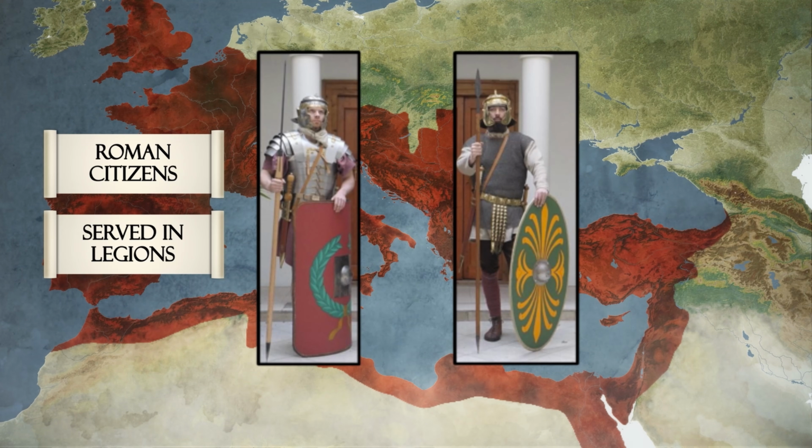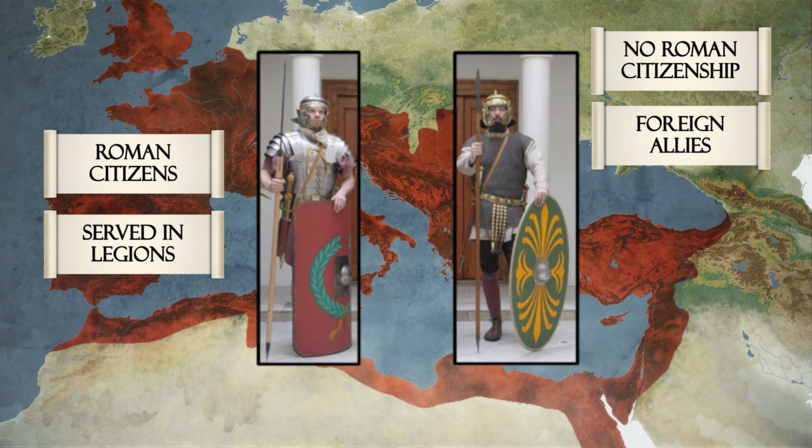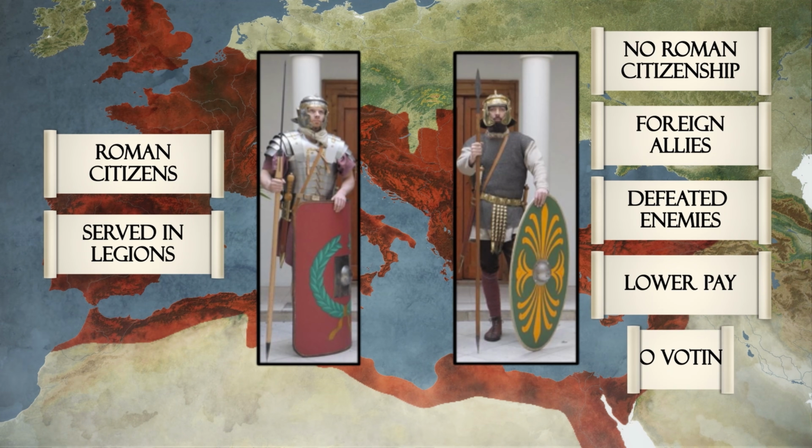In the auxilia served people without the legal status of Roman citizenship. In practice, that meant that these were made up of all sorts of foreign allies, defeated enemies or tributary states and tribes. To the Romans, most of these simply qualified as barbarians, and they were in some regards treated as such. They received a lower pay and were not allowed to vote, amongst others.